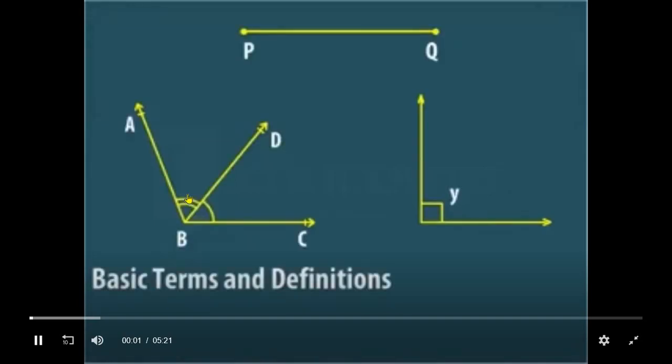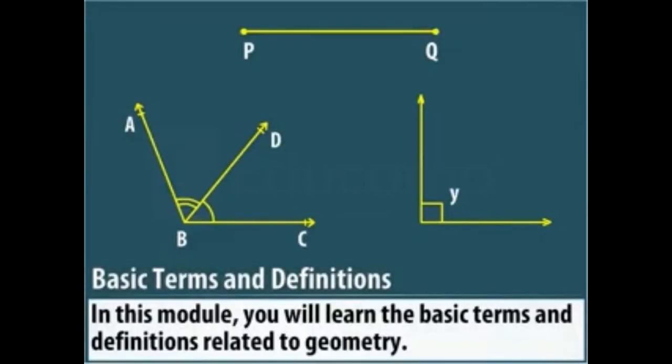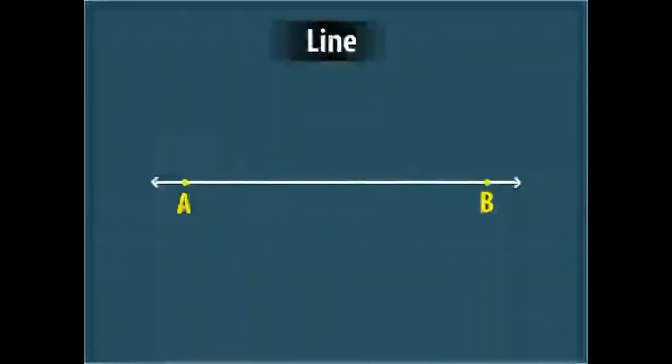Basic terms and definitions. In this module, you will learn the basic terms and definitions related to geometry. You may know what a line is. A line is a continuous extent of length and has no thickness. The arrows on both sides of a line represent that the line extends in both directions endlessly. Shown here is a symbol for a line AB.